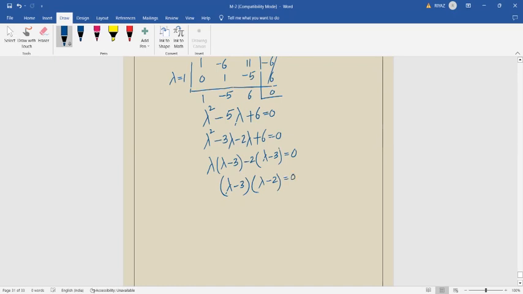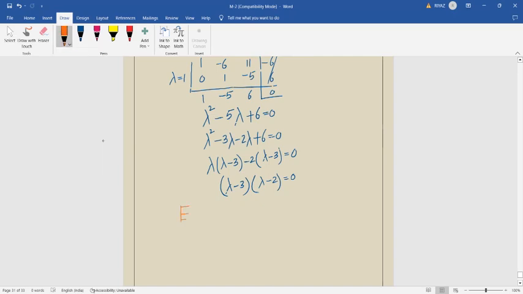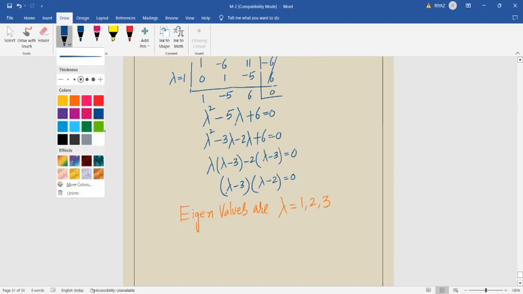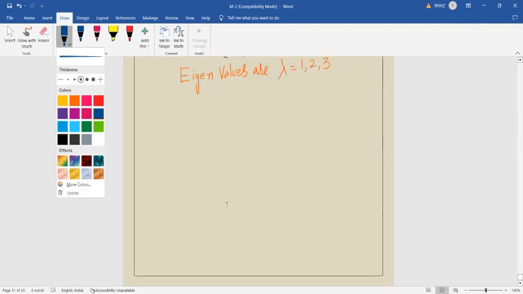So finally, those values are called eigenvalues. Sometimes they ask only for eigenvalues. Lambda is equal to 1, 2, 3. So these are non-repeated eigenvalues. How many lambda values are there? 3 lambda values. So for each lambda value, you will get an eigenvector.